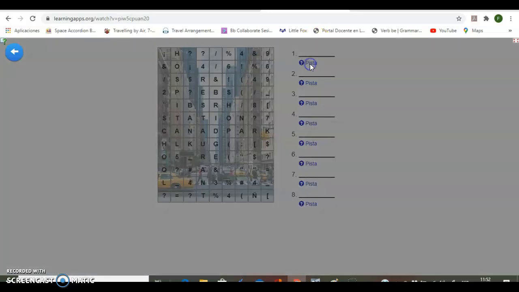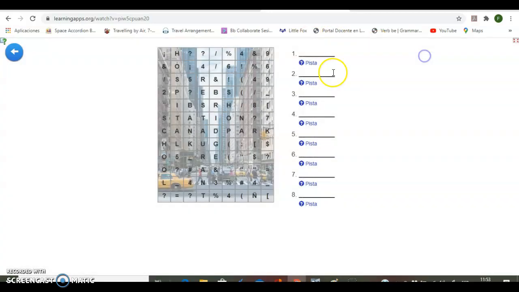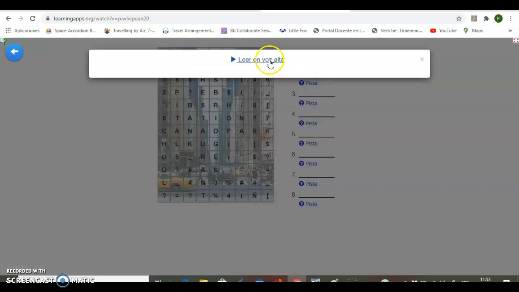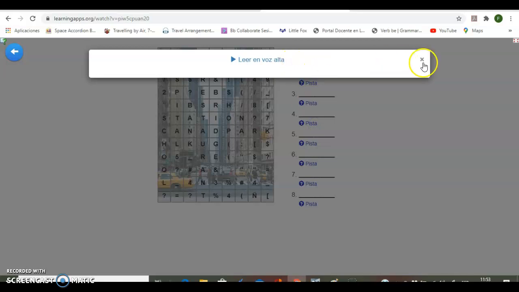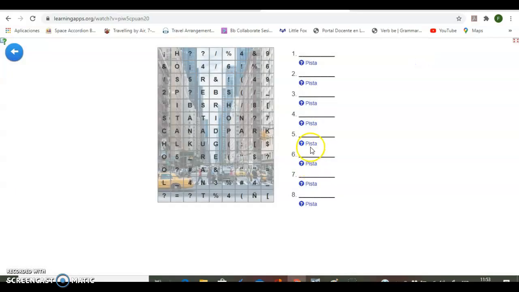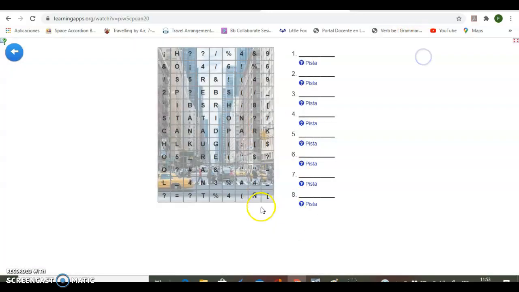So we have a clue here. You can listen. Let's see. Bank. Let's find a bank. What else? ¿Qué más tenemos que encontrar? Let's see. Station. A station. Okay. What else? School. A school. What else? Shop. A shop. What else? Hospital. A hospital, and so on and so forth.